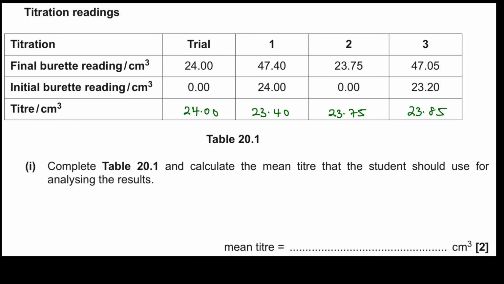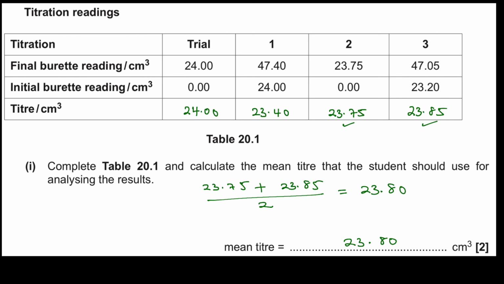So what are we going to use here? The concordant titers that we're going to use are that and that, and when you add them together, we're going to do 23.75 plus 23.85 divided by 2, and that will give 23.80. The mean titer will be 23.80.